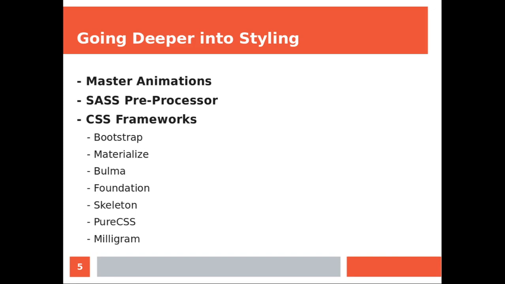Because if I use a variable for my colors, then every time I need to change a color in the website, I just change the variable. I don't have to change every style individually. So learning Sass can be very helpful.